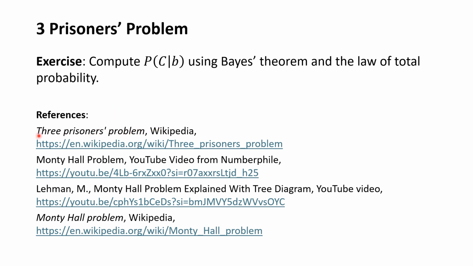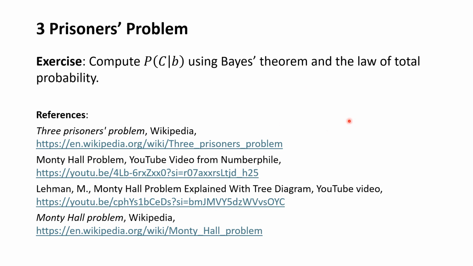There's a Wikipedia article on the three prisoners problem. Then this is equivalent to something called the Monty Hall problem, which is probably the better-known name for this puzzle, to be honest. I have a couple of references for you here on the Monty Hall problem, and then there's also a Wikipedia article on the Monty Hall problem. So I'll just give it to you very quickly.